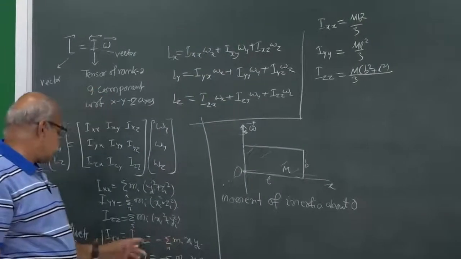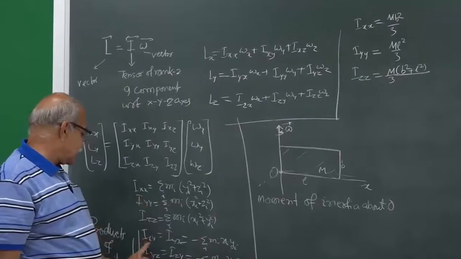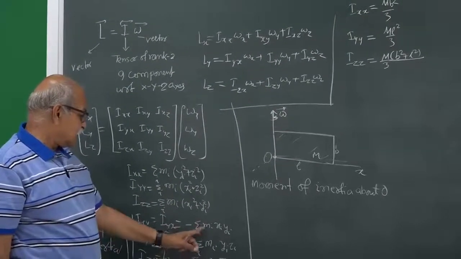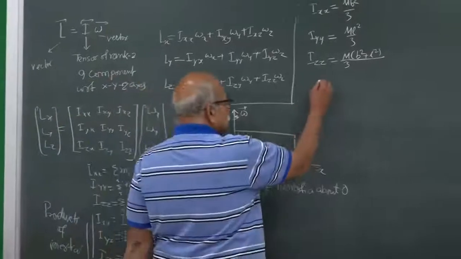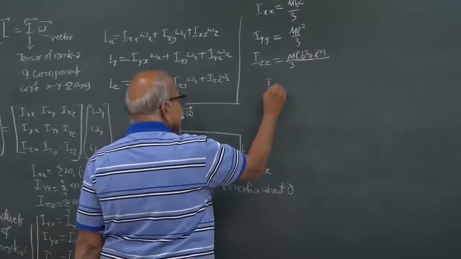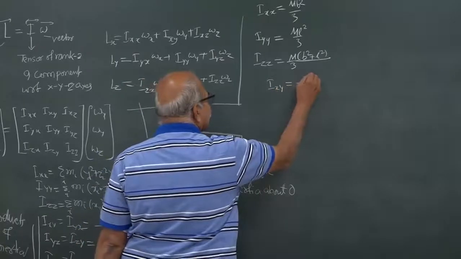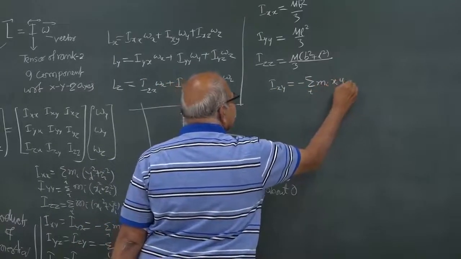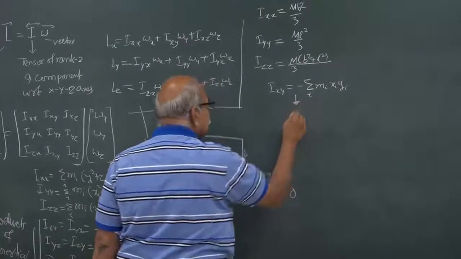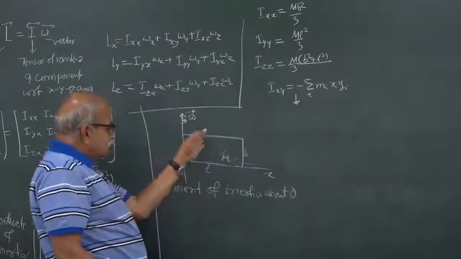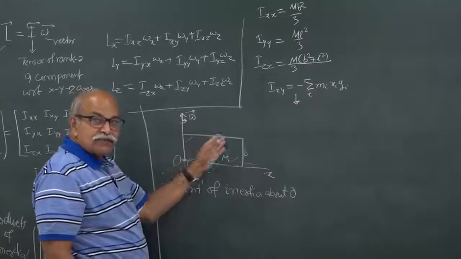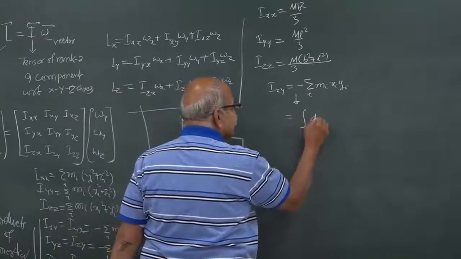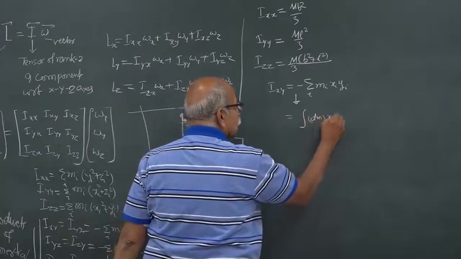Now, comes the other factors, I xy. What is I xy? We define I xy as minus summation over i of m i x i y i, and for continuous bodies you do not have separate particles. So, you cannot do this summation, this is integration dm x into y.